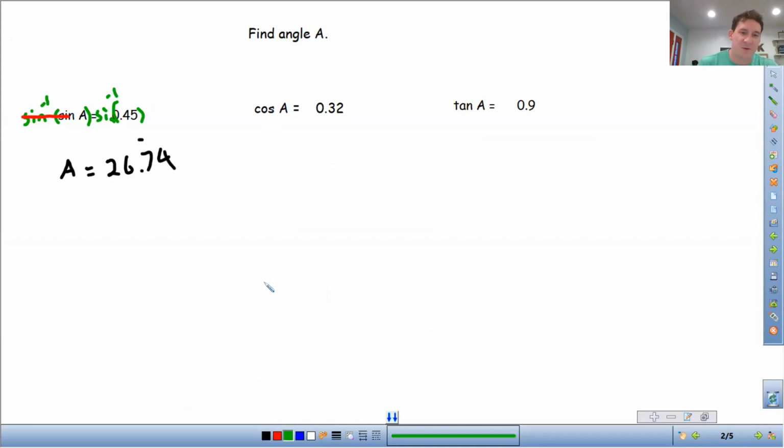So here, the cosine, same thing. I'm going to start off by taking the inverse cosine of both sides. So the inverse cosine of 0.32 gives A is equal to... I'm just going to do it on my iPhone calculator. I actually have to put in the number first. So 0.32, second, inverse cosine. That comes out to 71.34 degrees.